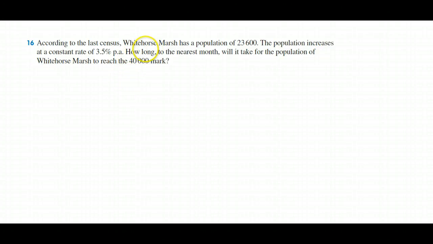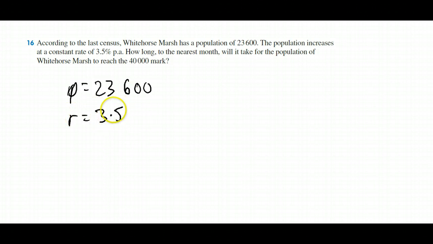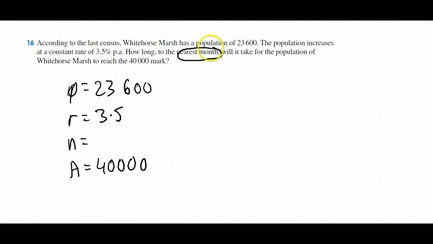Okay, according to the last sentence, Whitehorse Marsh has a population of 23,600 people. The population increases at a constant rate of 3.5% per annum. How long to the nearest month will it take for the population of Whitehorse Marsh to reach 40,000? So we want to know N, and we've been given the final amount A, which is 40,000 people. Now note that we need to give our answer to the nearest month.